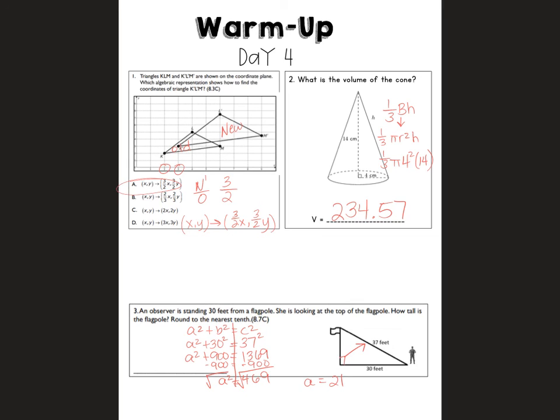And that gives you a final answer of about 21. Let's make sure we round this correctly. 0.66. So you could do 21.66, maybe 21.7, but make sure that as you're writing down your numbers that you are rounding correctly. And that concludes the warm-up for day 4.